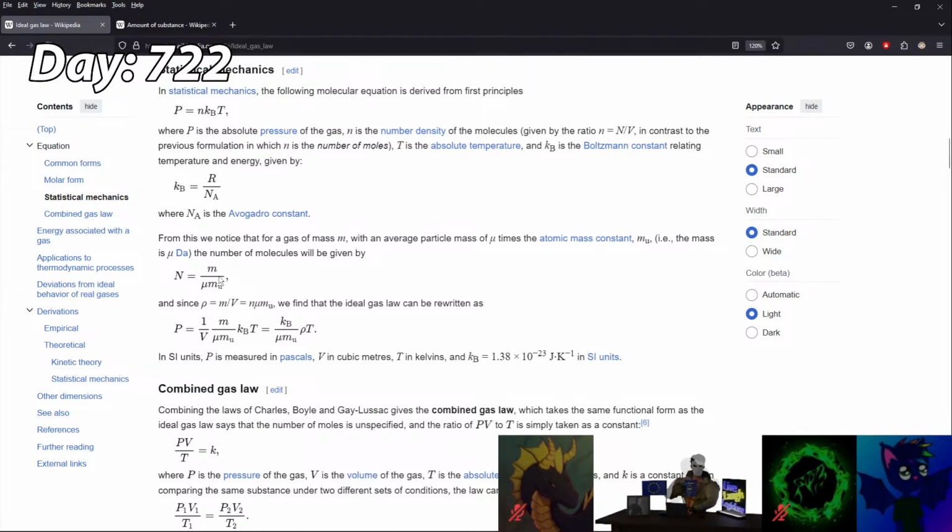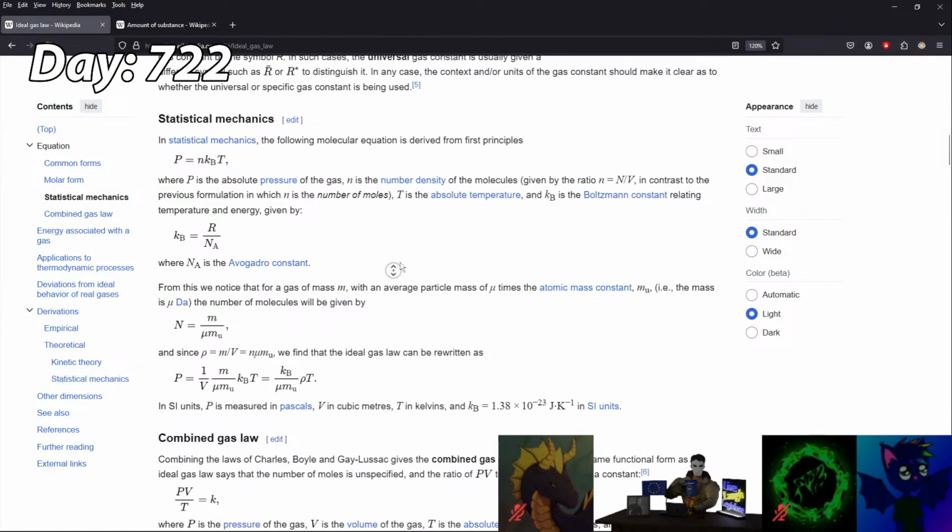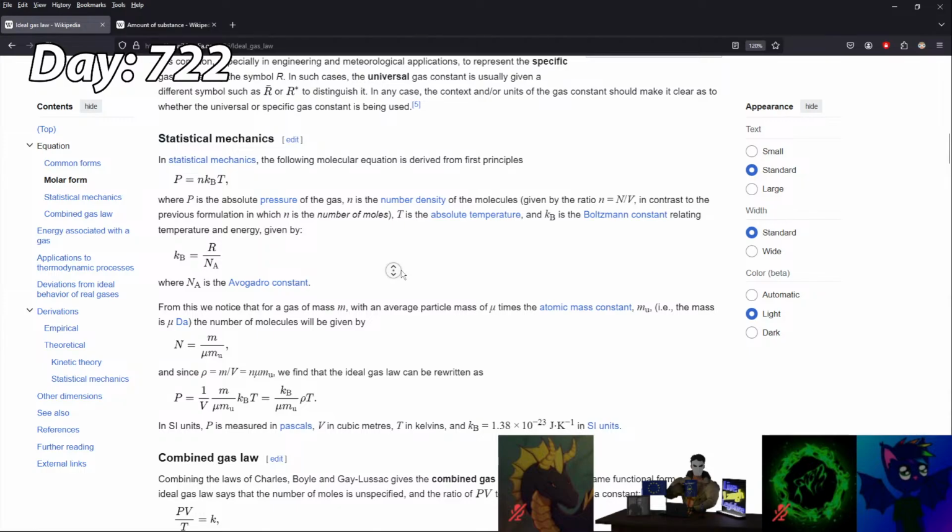Wait, what? Atomic mass is the average particle mass times the atomic mass constant. Right, so this is just mass divided by mass, and this is just a scalar. That makes sense. Wait, isn't average particle mass the molar mass? Doesn't matter, let's not get into it. Just, whatever, average particle mass. Dimensionless, makes sense.